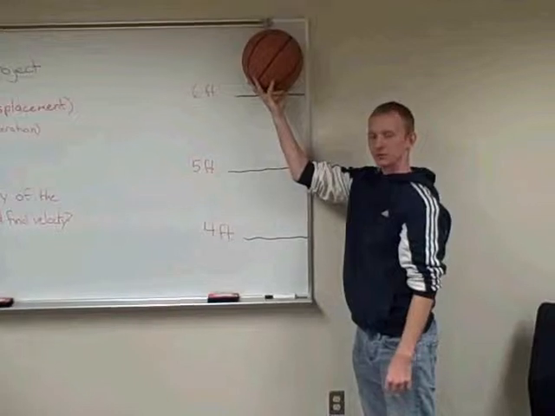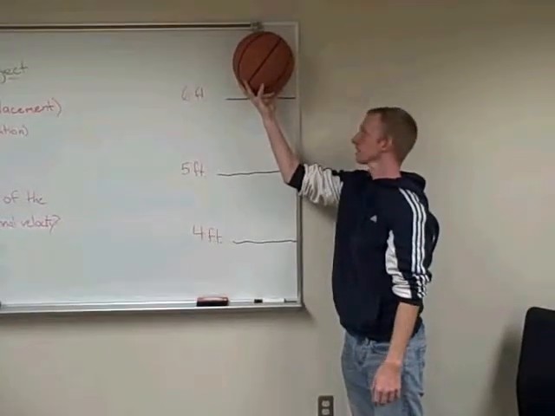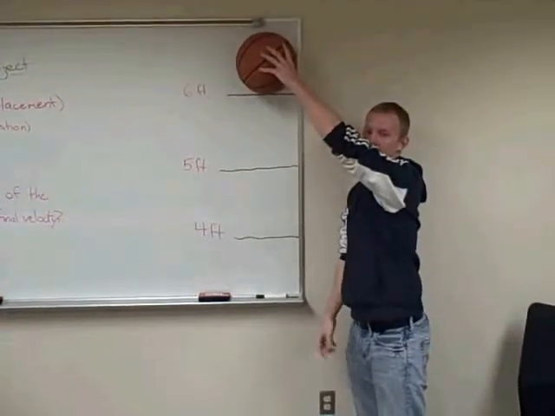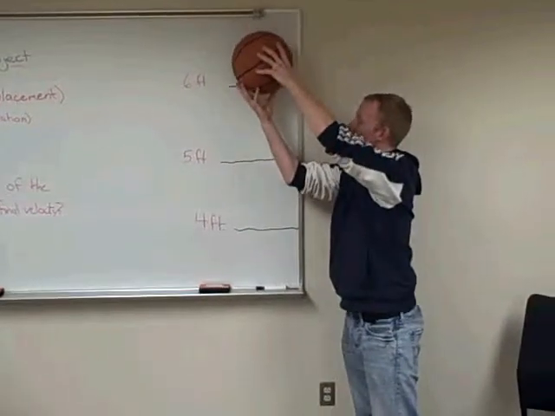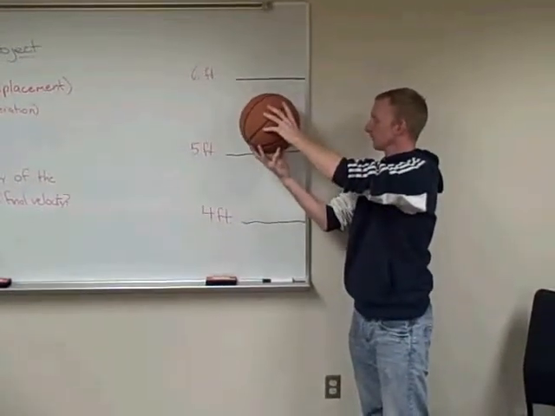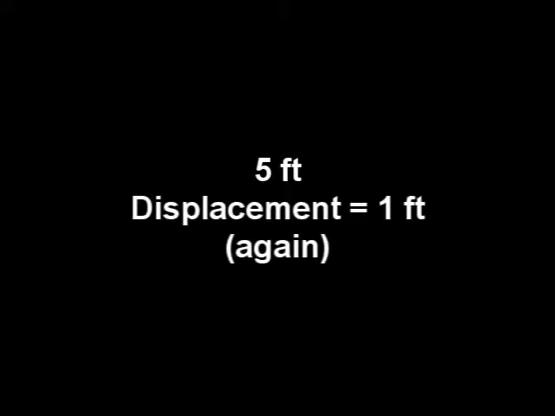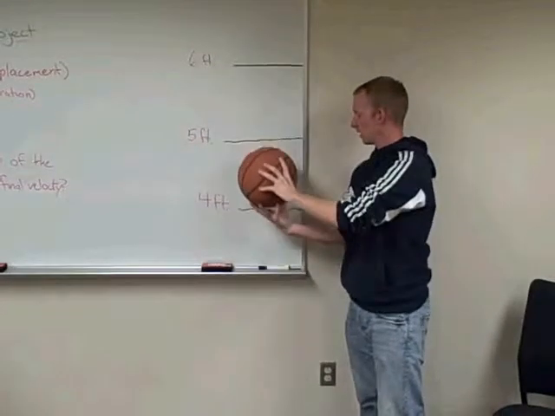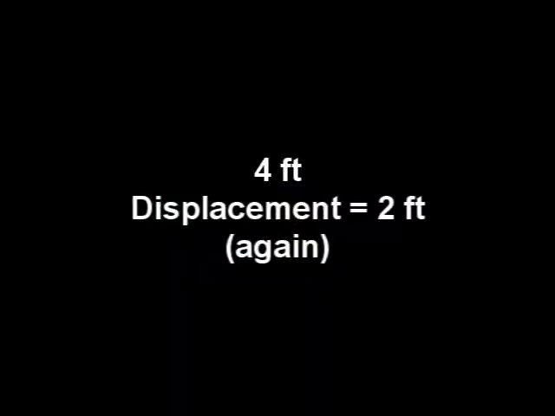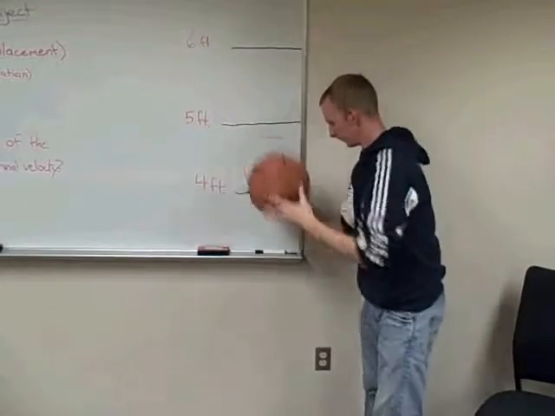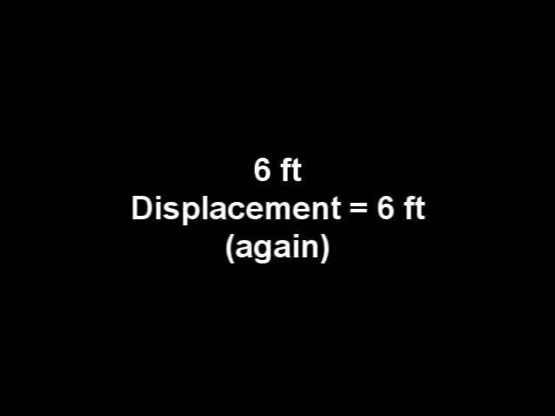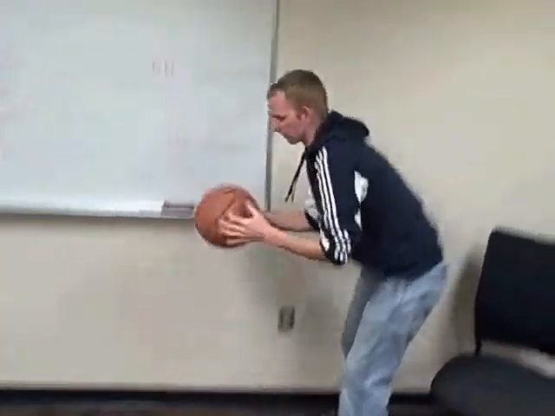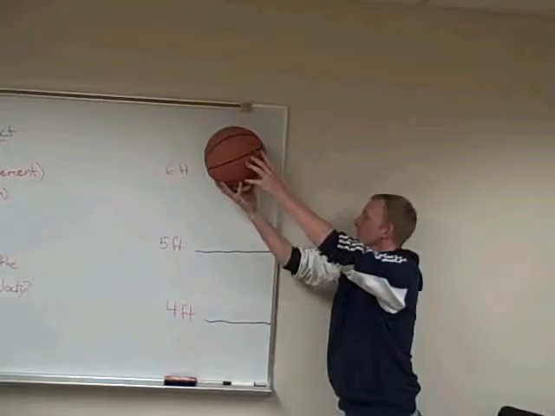Okay, this is our actual demonstration of our project. Here's the ball at 6 feet, the height at which it will be dropped. We are going to calculate the velocity at 5 feet, and then again at 4 feet, and then for the last time right before it hits the ground, the final velocity. So, here we go.